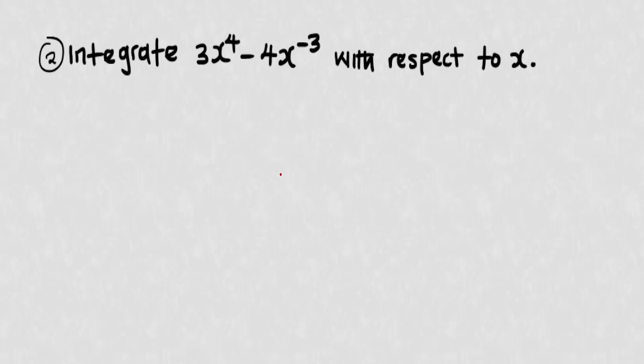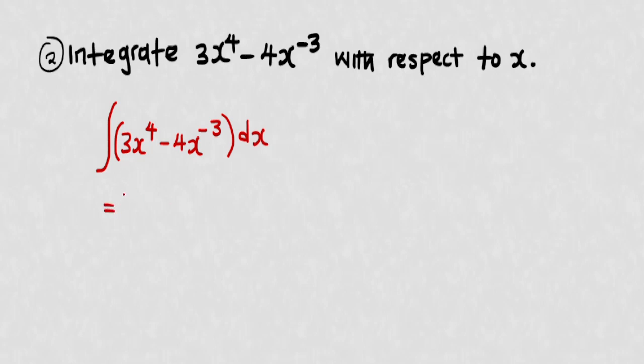So this is what we're going to do. This is the symbol of integration. So you just use this symbol. Then you write what you've been given. So this is 3x to the power 4 minus 4x to the power negative 3. Then you close, now you put dx because we are integrating with respect to x. Then from here we proceed.